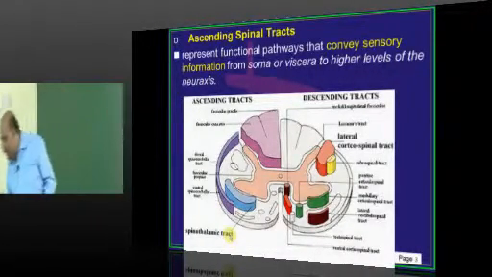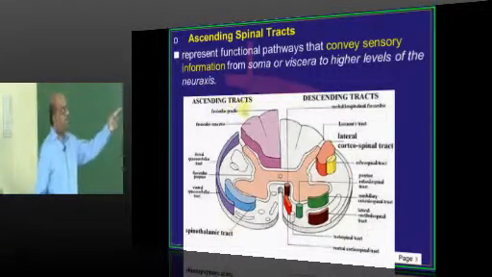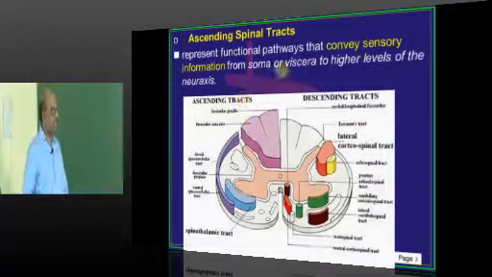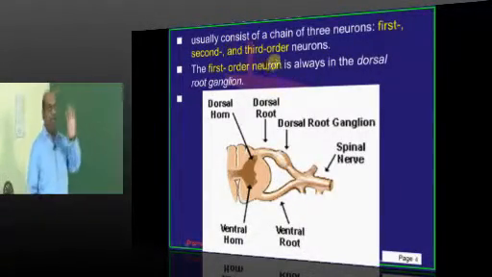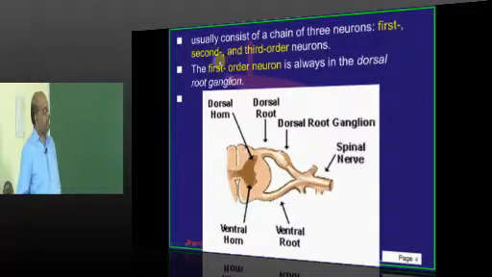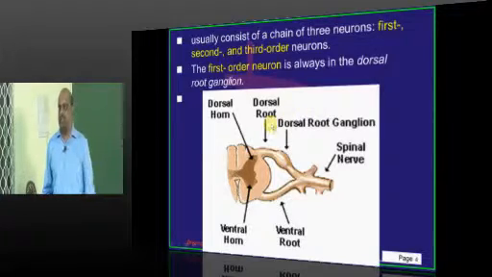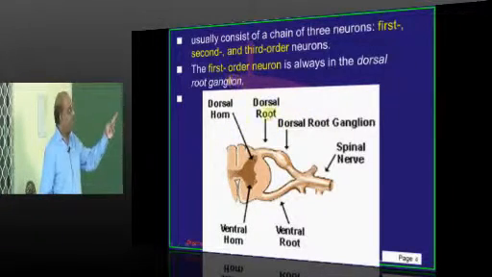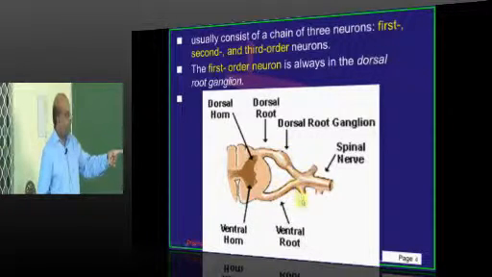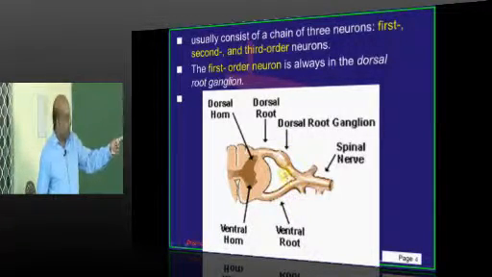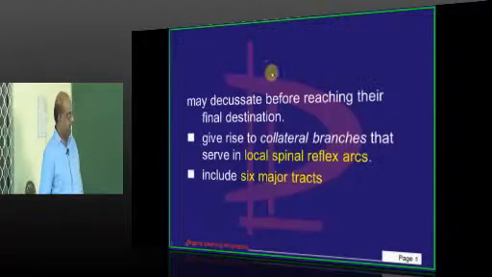Typically the ascending tracts will be conveying the sensory information coming from our muscles and the viscera to the higher levels of the neuraxis. They contain three orders of neurons: first order, second order, third order. In all ascending tracts, the first order neuron is located in the dorsal root ganglion. Ventral root has no ganglion, sir. Only dorsal root has a ganglion, for the people who came a little late to today's class.